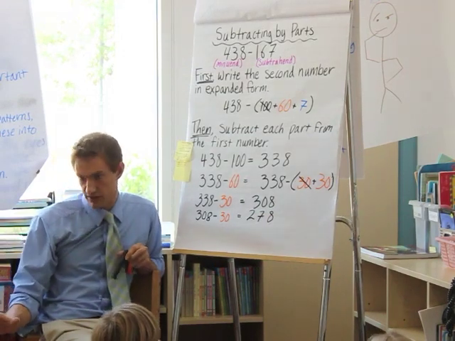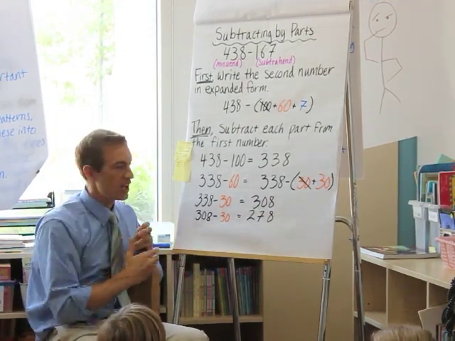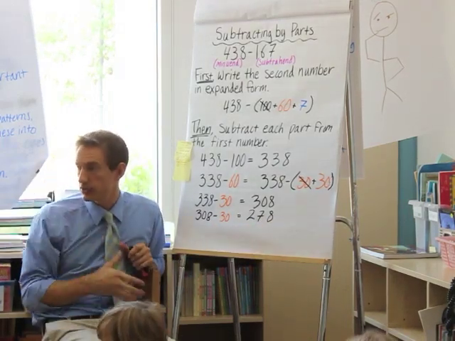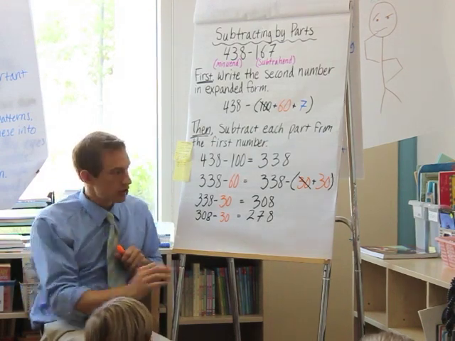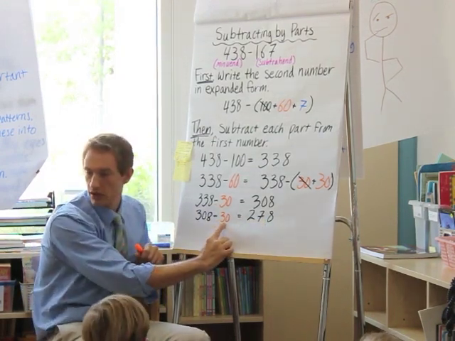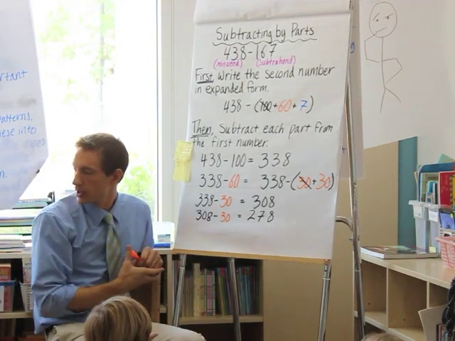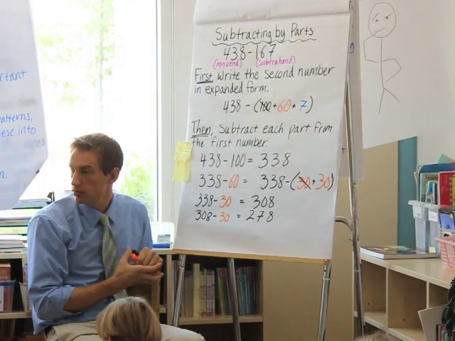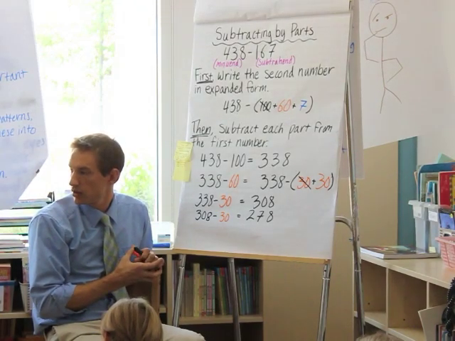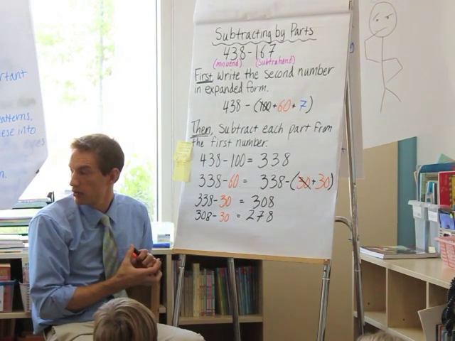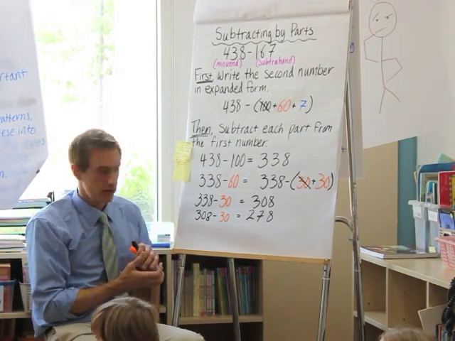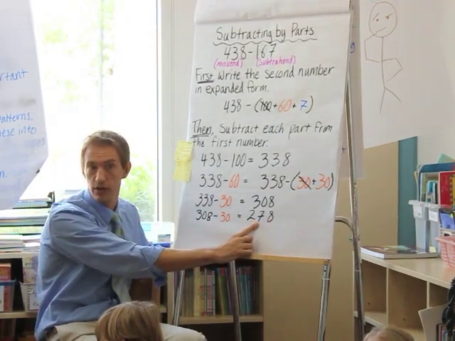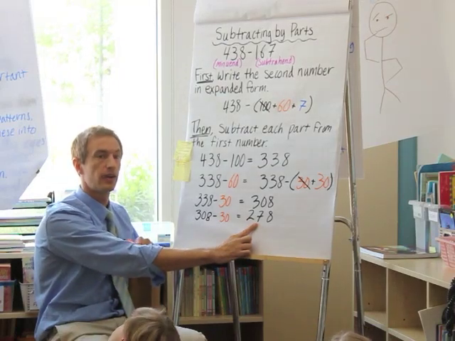Now let's check this. Let's check to see if I'm right. If I add 30 to 278, do that in your head really quick. 278 plus 30, what do I get? Riva? 308. So I did it right. I got the actual difference that I need to. Just put it right there.